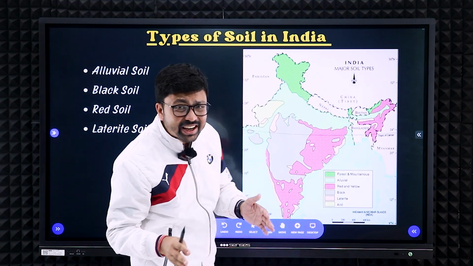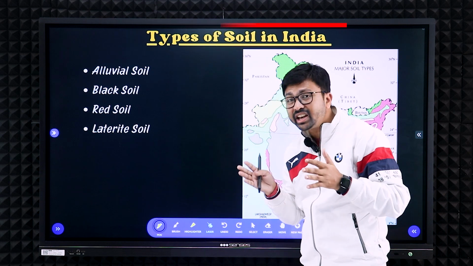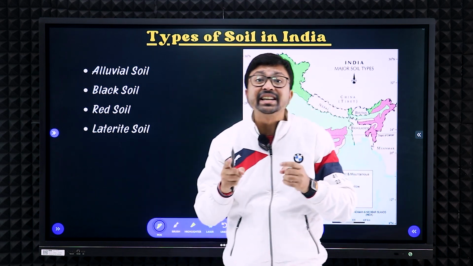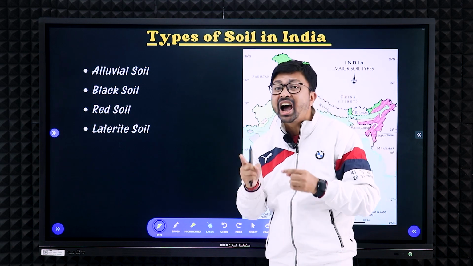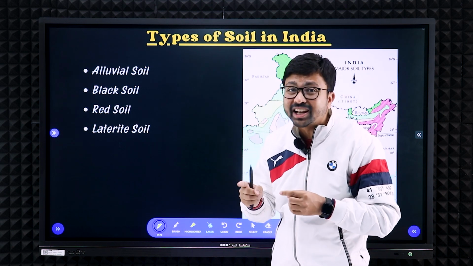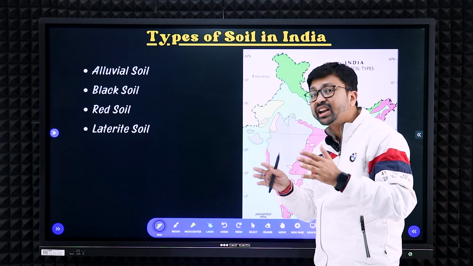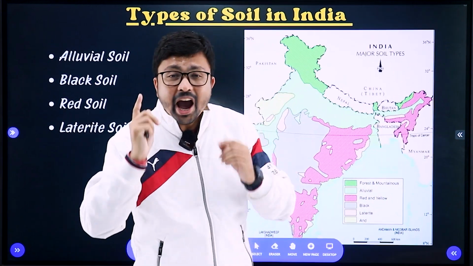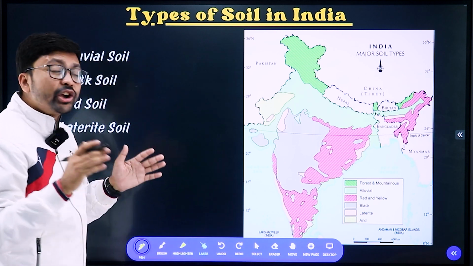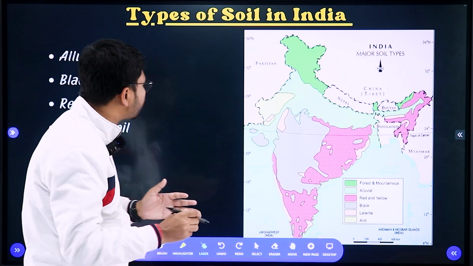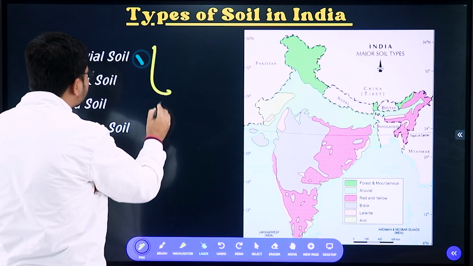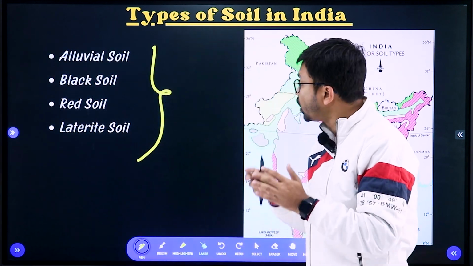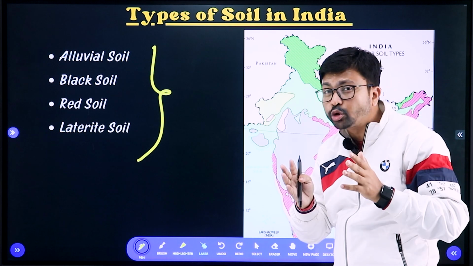Next, here you can see the types of soil in India. Types of soil have been classified by ICAR. What is ICAR? Indian Council of Agricultural Research. They decided the types of soil that are found in India. But according to the ICSE syllabus, you need to know about only four types of soil. What are those? That is alluvial soil, black soil, red soil, and laterite soil. You need to know only those types of soil.